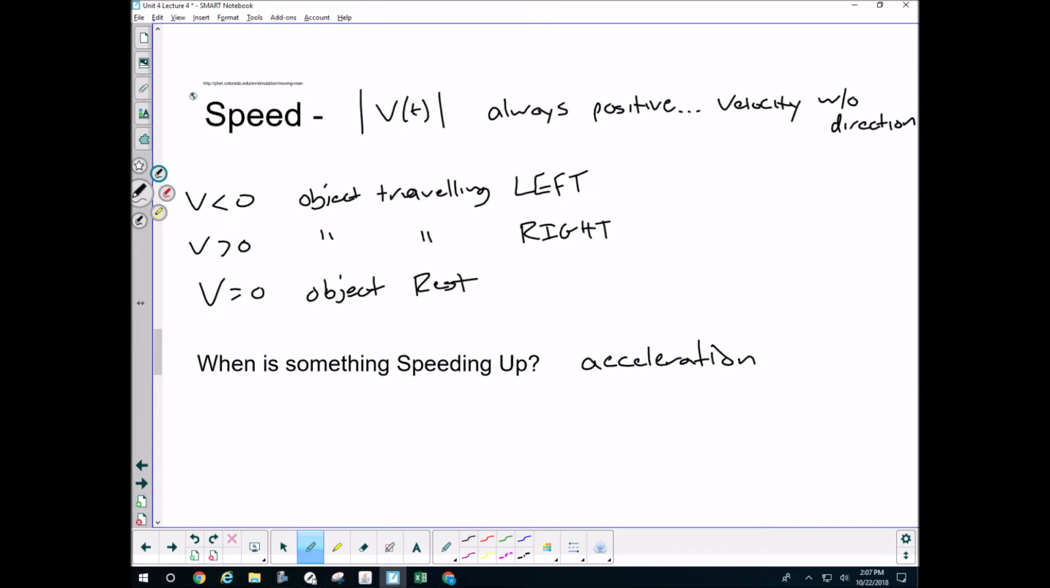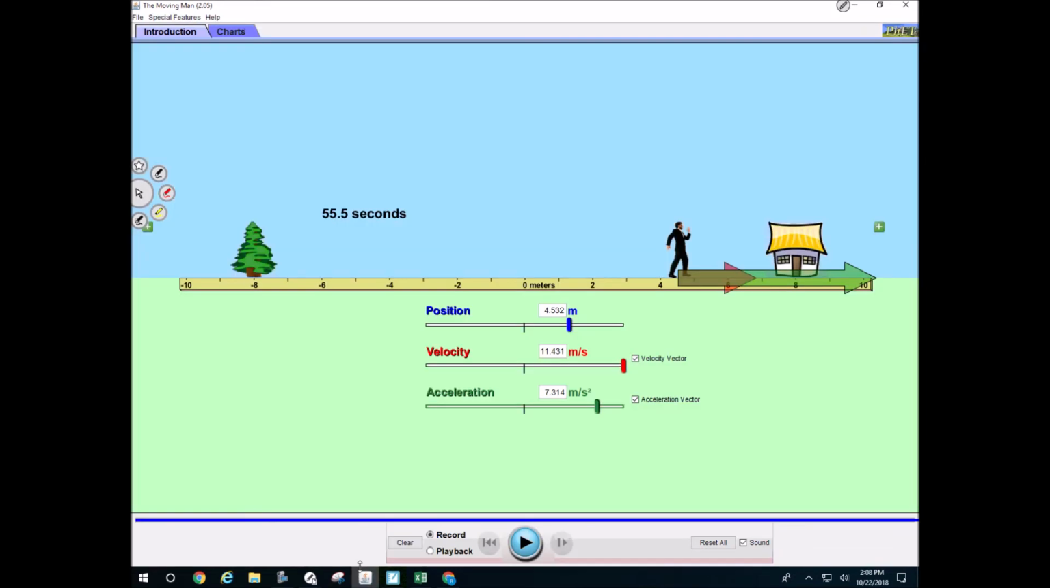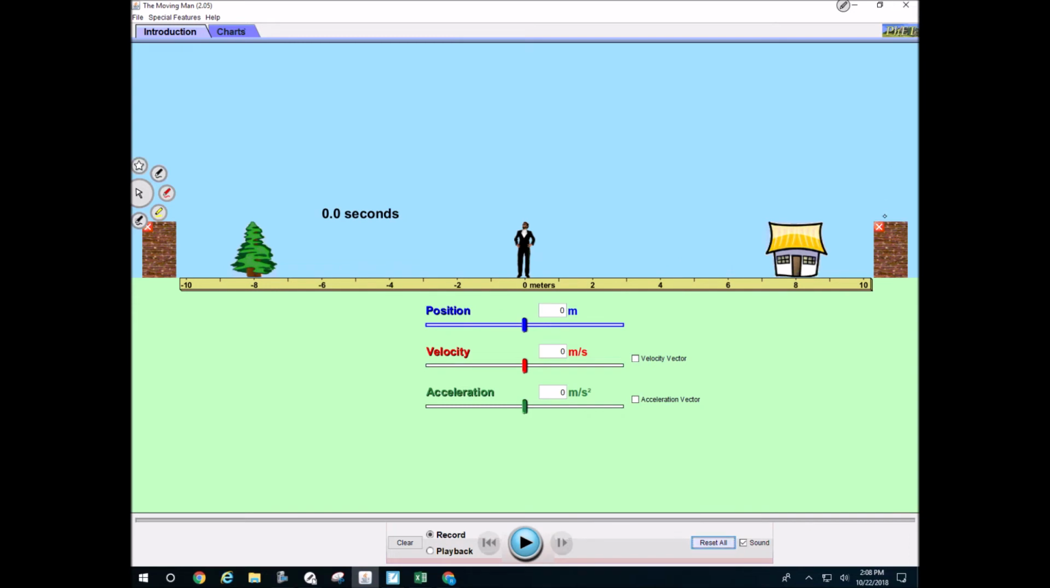First thing that comes to mind with speeding up is acceleration, right? You need to have acceleration to speed up. But a lot of people think, oh, if acceleration is positive, you have some acceleration, you're speeding up. It's actually not the case. But acceleration is important. Now, I'm going to use my friend here to hopefully help you see when something is speeding up or slowing down.